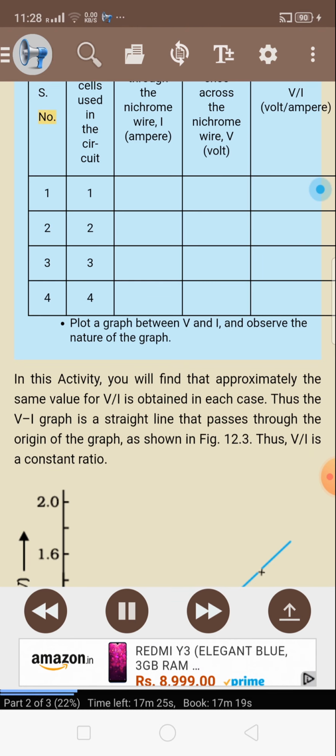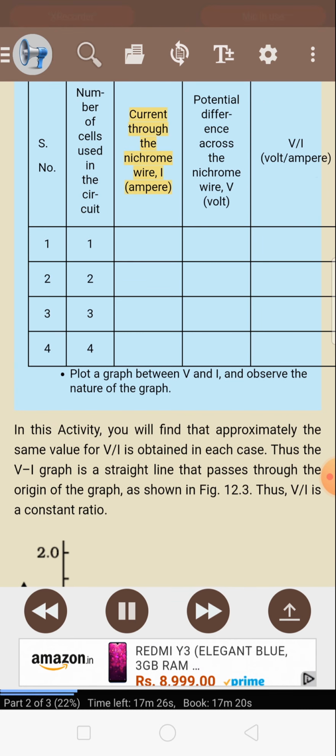S. No. Number of cells used in the circuit. Current through the nichrome wire, I, ampere. Potential difference across the nichrome wire, V, volt. V/I, volt/ampere. 1, 1, 2, 2, 3, 3, 4, 4. Plot a graph between V and I and observe the nature of the graph.